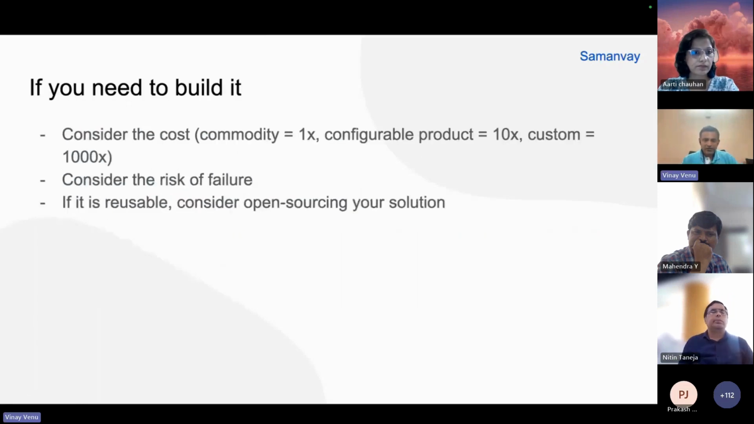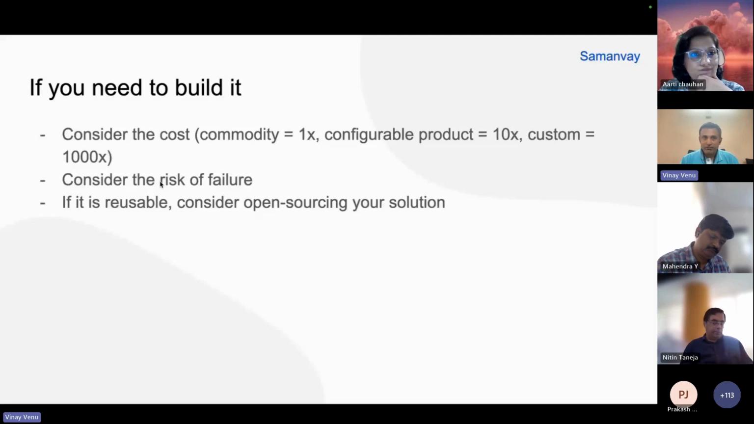And if you think there's something for your industry that you need to build, one is you have to consider the cost. Like if you have a commodity like a Gmail or something like that, it costs you 1 rupee. If it's a configurable product such as say a Joomla or a WordPress, it will cost you 10 times what it costs for a commodity. And if you want to build a custom solution, it will cost about 1,000 times more. That's a very rough rule of thumb. This 1,000 can become 500, 200. It's still a good rule of thumb to go with.